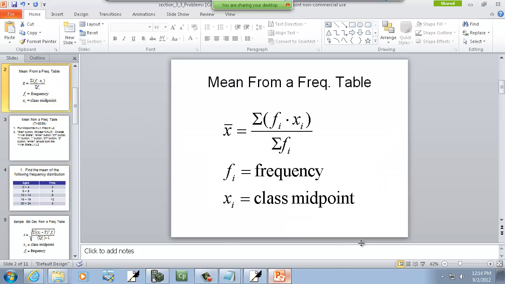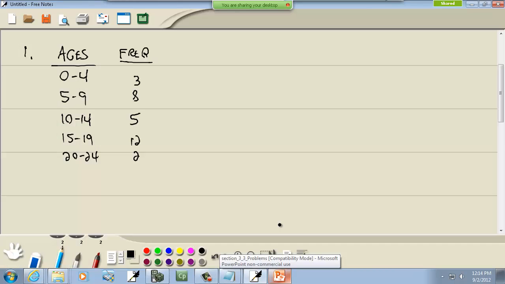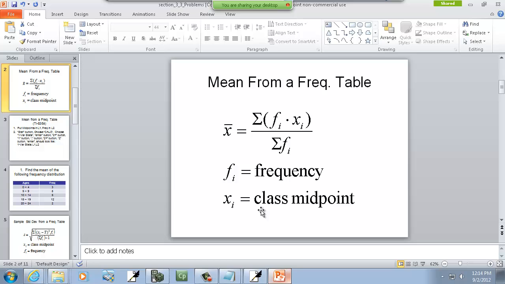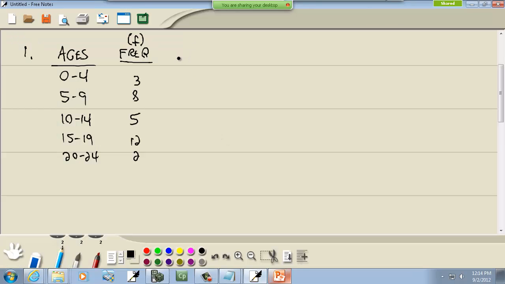So let's come up here. And frequency is our F. So this right here is our F. We need a class midpoint. So let's find our midpoints. And this will be our X. Well, midpoint, remember, we take the lower class limit of this class plus the next one. So we've got 0 plus 5, and then we divide by 2. Well, that gives us 2.5.